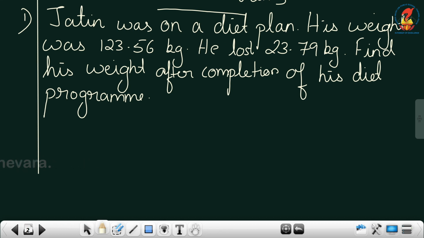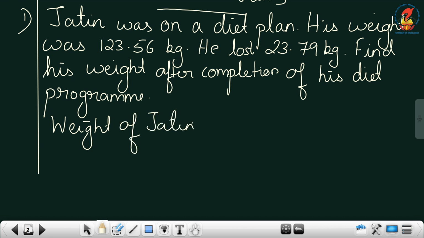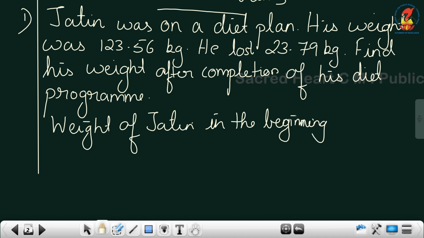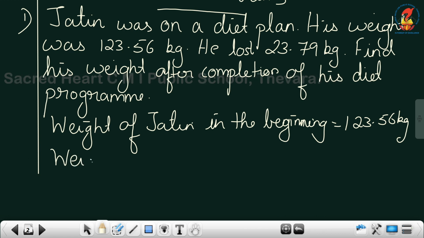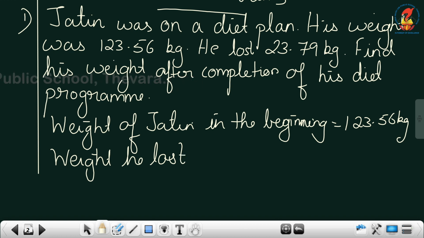First statement, weight of Jatin in the beginning, or you can write before the diet plan, that is equal to 123.56 kilogram. Then weight he lost after taking the diet, that is 23.79 kilogram. So what is the question? Find the weight after completion of it.